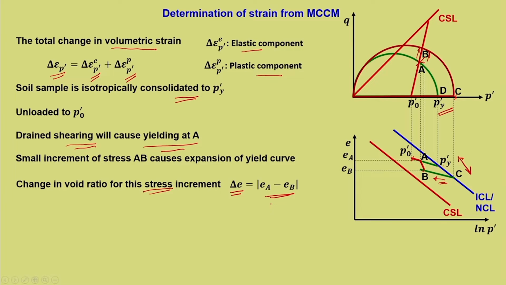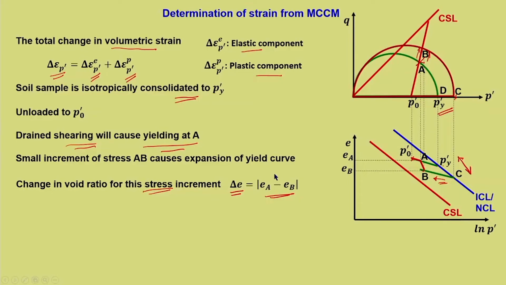Now, ideally we have to write e_A minus e_B, because e_A is higher than e_B, but it hardly matters. You can write e_B minus e_A also, provided you are putting modulus, because we are not interested in the negative sign. So, the modulus of e_A minus e_B in general is the change in void ratio when there is an expansion of yield curve from A to B.